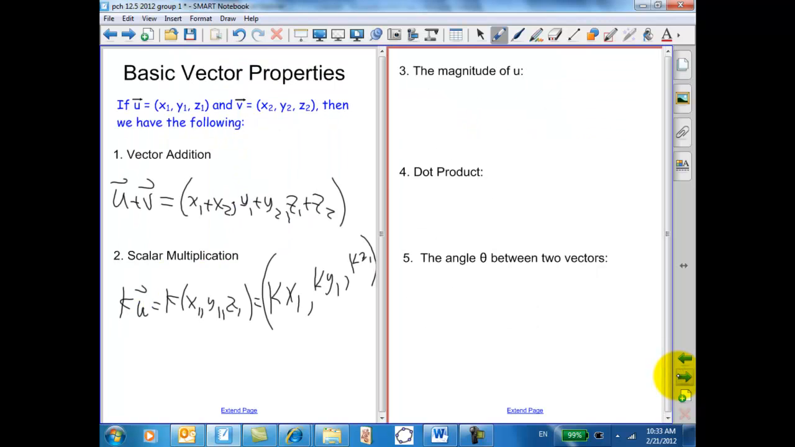The magnitude of u, written like this with the absolute value symbols, or just leave the vector symbol off. That means the magnitude of the vector. Jack, what do you think? The magnitude of u. What do I think it is?